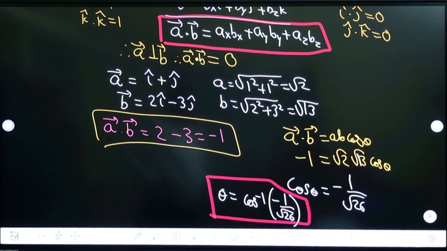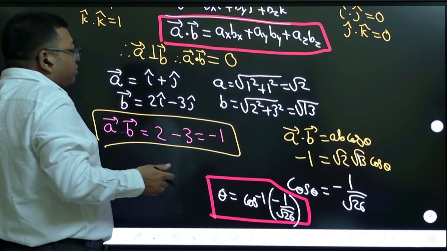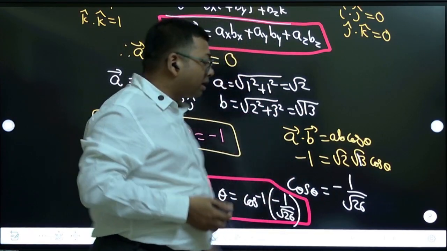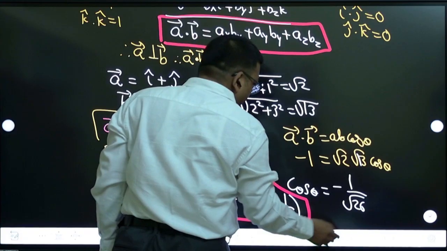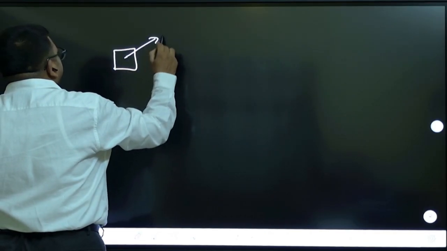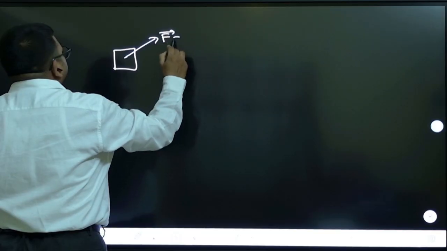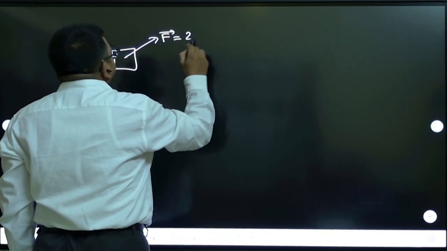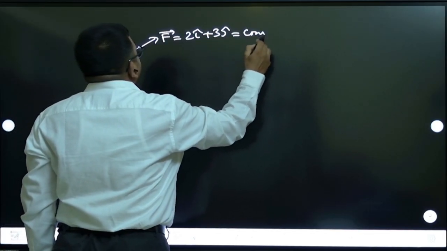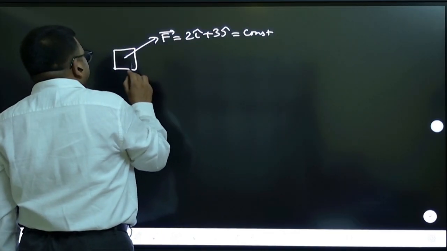This is all about the dot product. A lot of applications are there. Work done: when you will be studying work done, there you will study that the calculation is a dot product. Okay. For example, suppose there is a body, and there is a force acting here. Let us say the force is a constant force, 2i cap plus 3j cap.